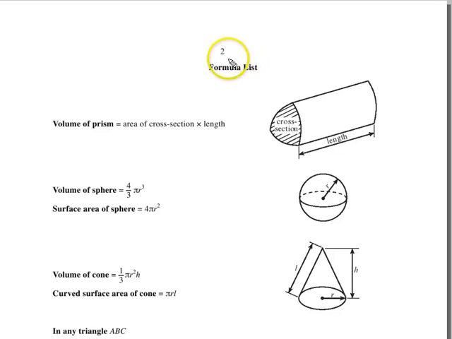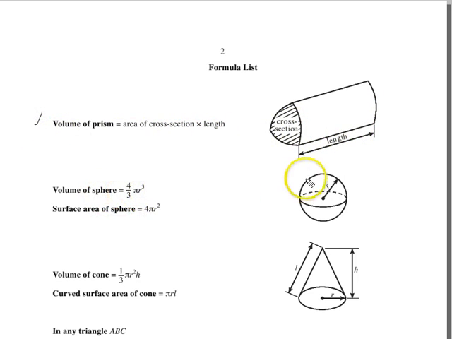Right guys, let's have a look at the formula list then. Inside cover on the paper, page 2. We've got a few formulas we can run through here. Just say a little bit about them. Volume of a prism, you just go prism, area of cross section, times its length, that's fine.